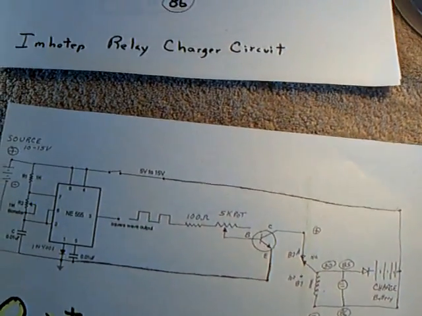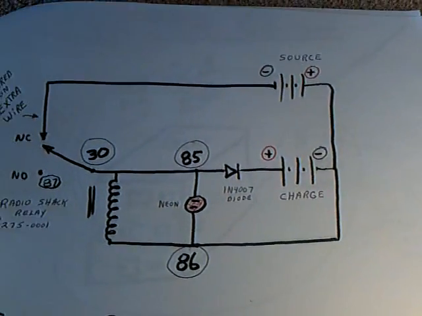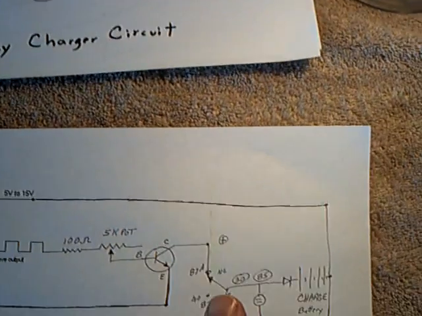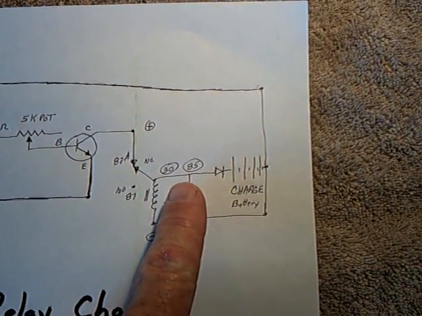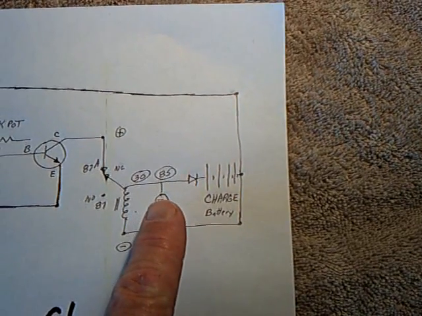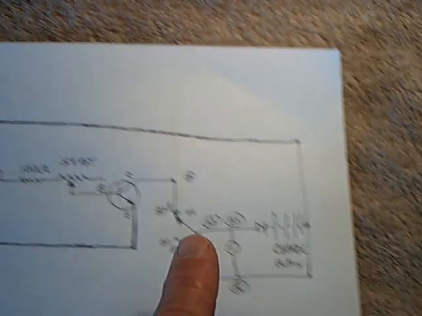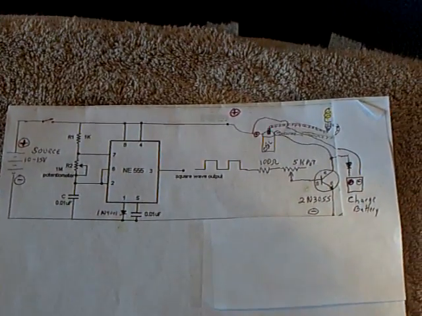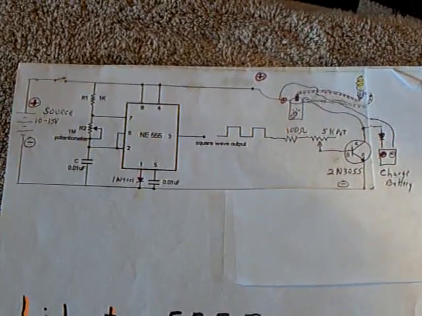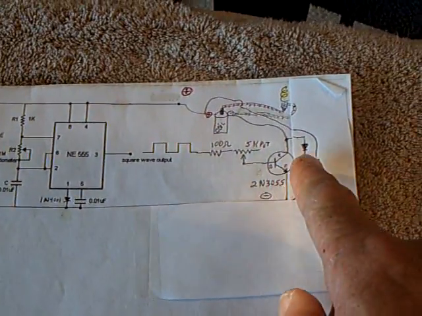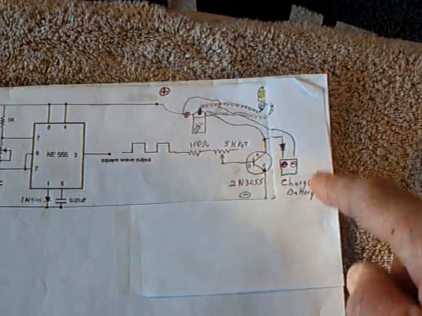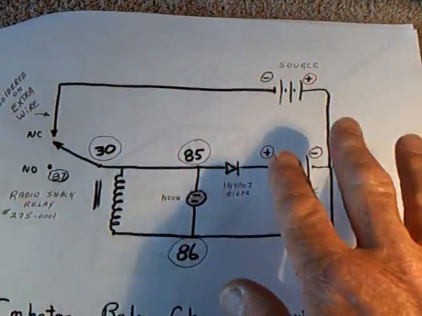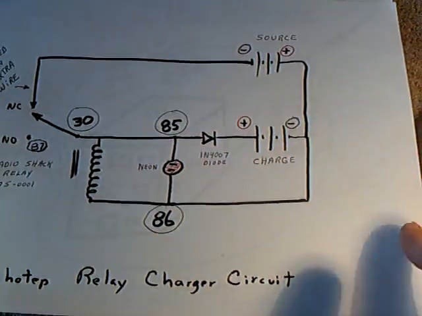It's Imhotep's original circuit right there, just attached to the back end of my CFL circuit, my 555 timer CFL circuit that I came up with to run the CFL. I took the back part here, which is the CFL part of it, took it off, and put in the relay charger part of it.